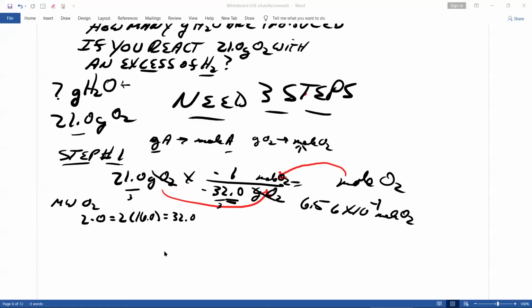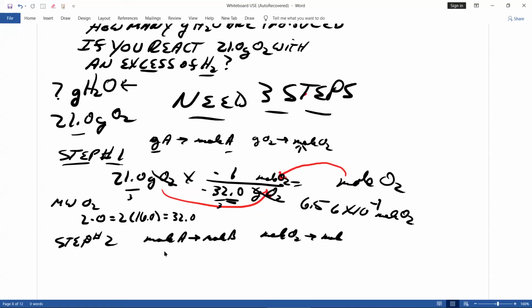All right, so now I've done step 1, and step 2, if you look at the list, which I'll give you, is moles of A, which we just calculated, to moles of B. In this case, it's moles of oxygen to moles of water. And how do you do that?